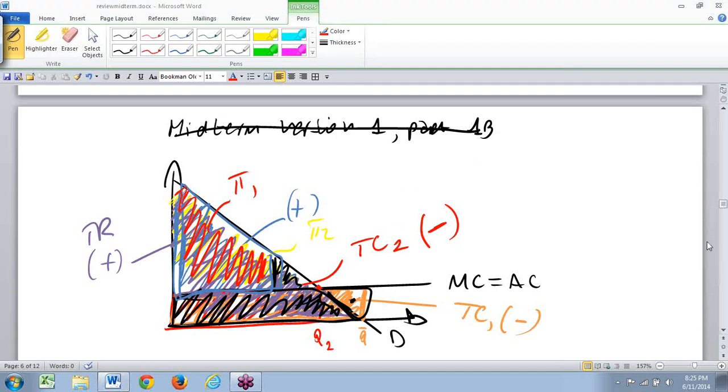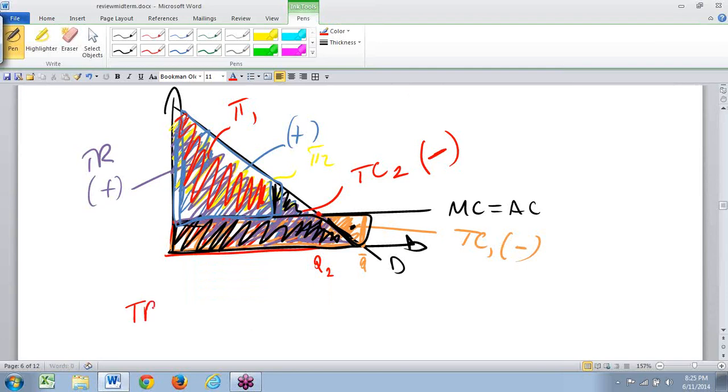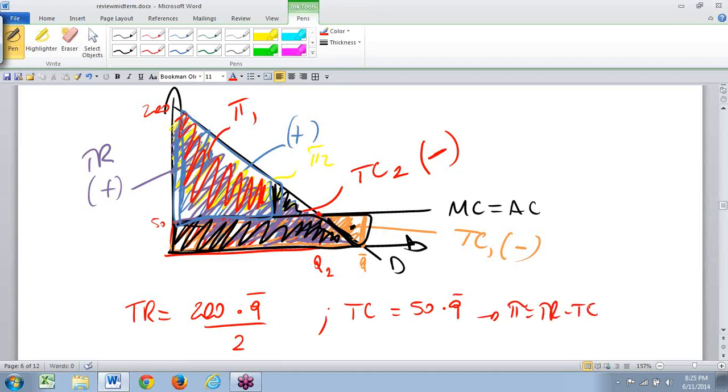You can say that. The other way in which you can say it is that total revenues are equal to, remember that this is 200 and this is Q bar, so 200 times Q bar divided by 2, and this is the area of the big triangle. And total cost is equal to, remember that this is 50, so it's 50 times Q bar. So the profits are equal to total revenues minus total cost. This is the algebraic way of saying it. Other questions?